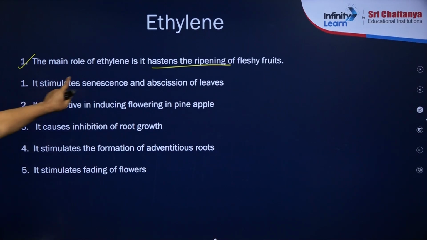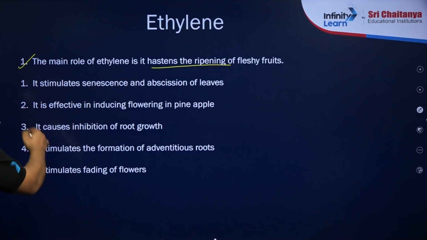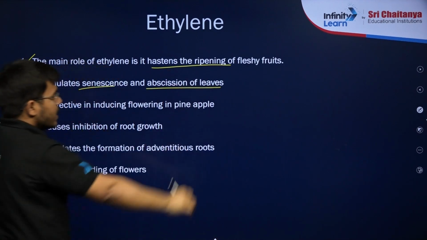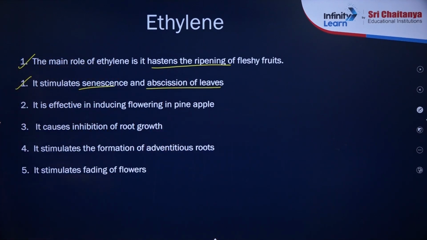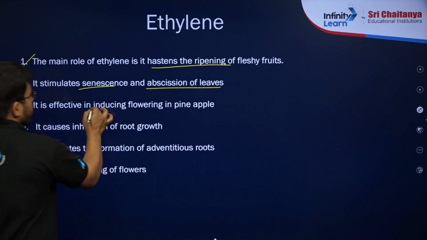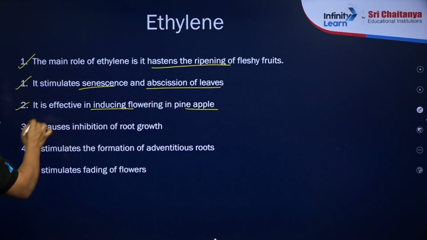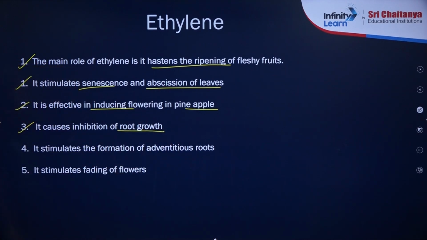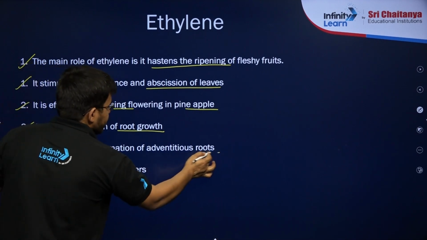So students, ethylene will be involved in the ripening of fruit. After that, it will be stimulating the senescence and abscission of leaves. So leaf aging and its breakdown from the plant will be initiated by the ethylene. Next, it will be effective, students, in inducing flowering in pineapple. Pineapple plant flowering will be initiated by the ethylene. After that, it will be causing the inhibition of root growth, just like your auxin and gibberellin. After that, it will be stimulating the formation of adventitious roots.